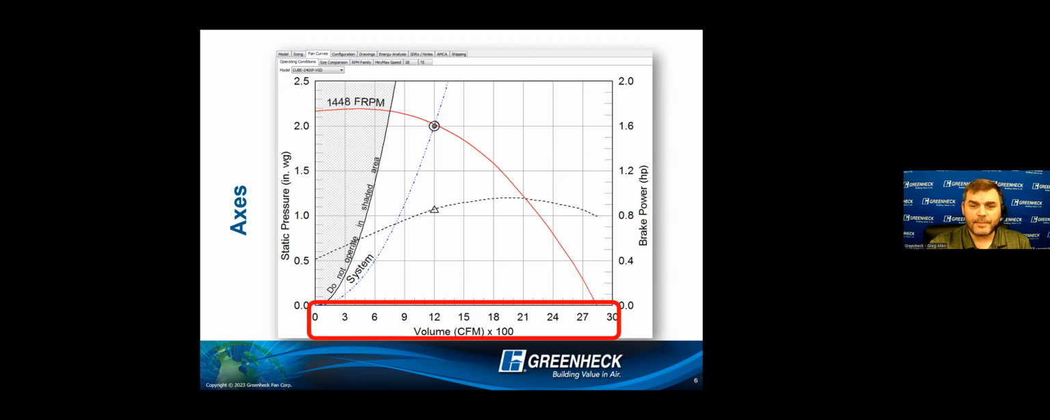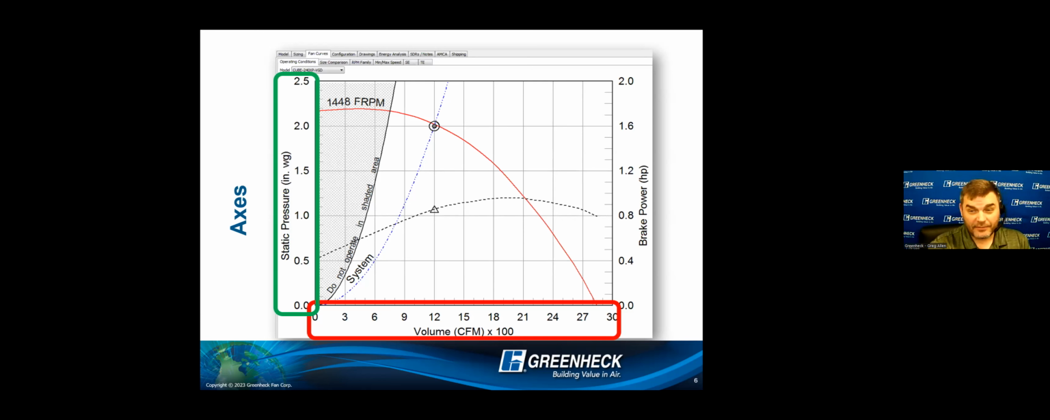Number one, across that bottom X axis, the horizontal, this is volumetric flow, right? So 300, 3000, whatever the air movement is going across the bottom, that's my air movement. Now on the left vertical axis, this is where I'm going to compare that air movement against the system resistance, or the static pressure in the system, right? So now I have an XY graph.